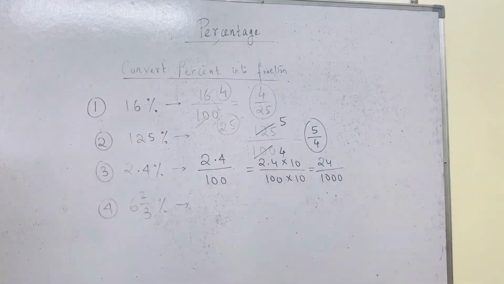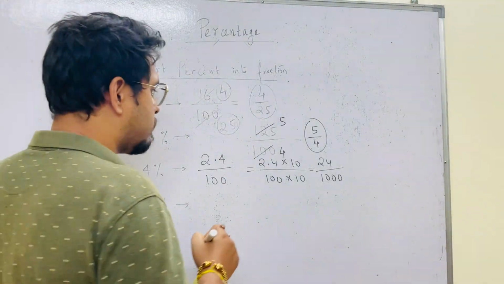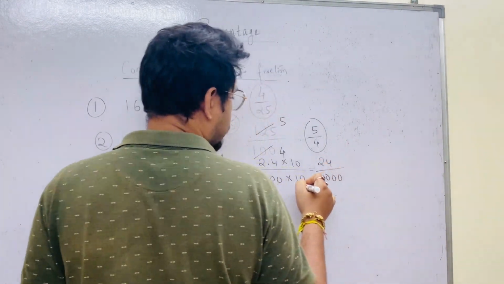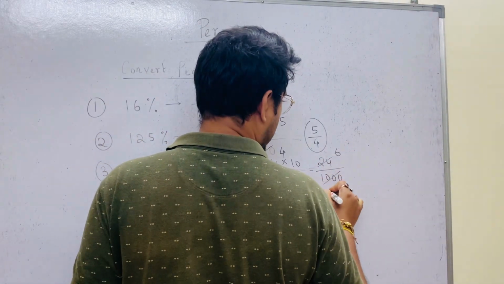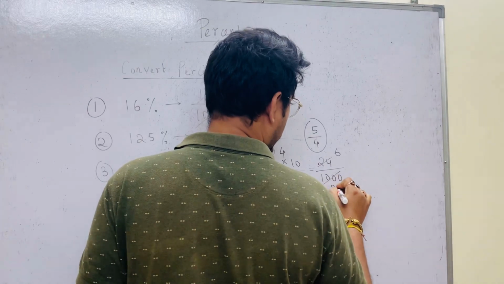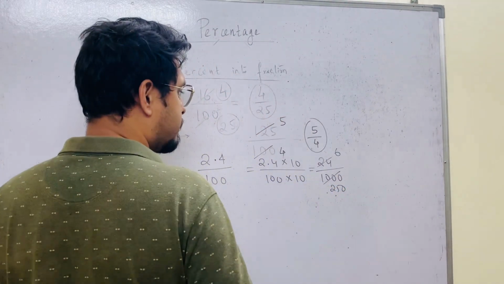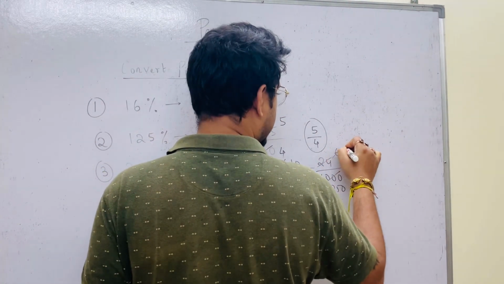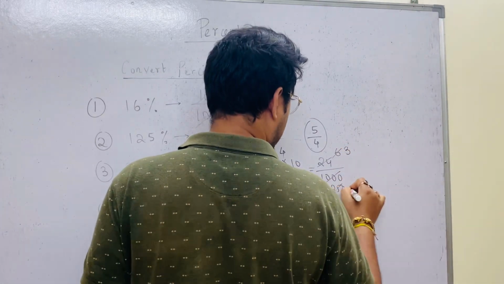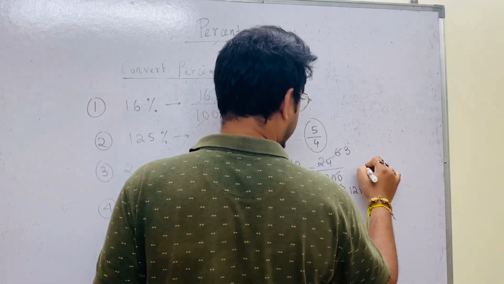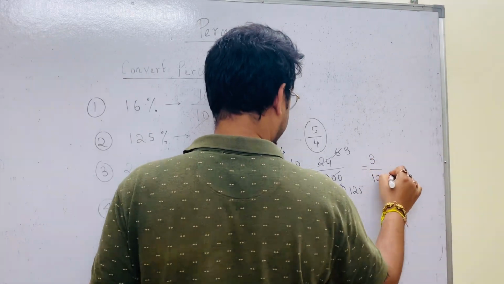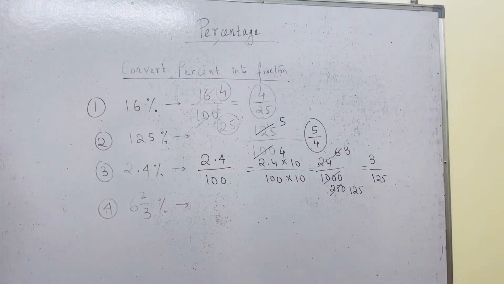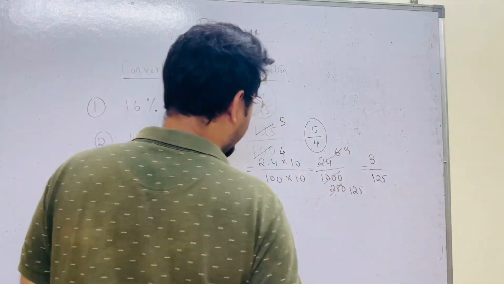Now we can reduce it. Let's first reduce it by 4: 24 becomes 6, and 1000 becomes 250. Then we further reduce by 2, so it is 3 over 125. This is the answer to the third question.